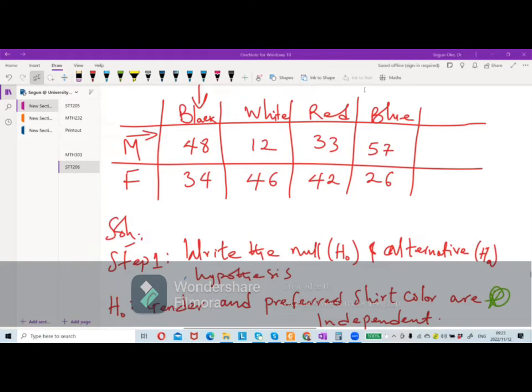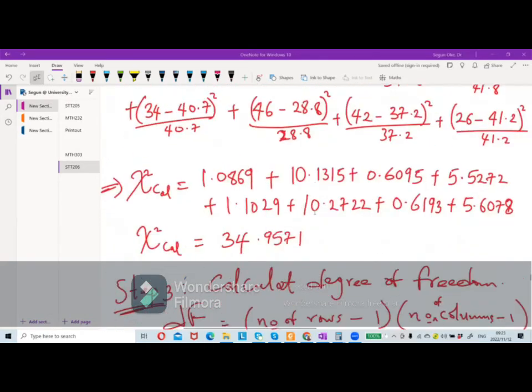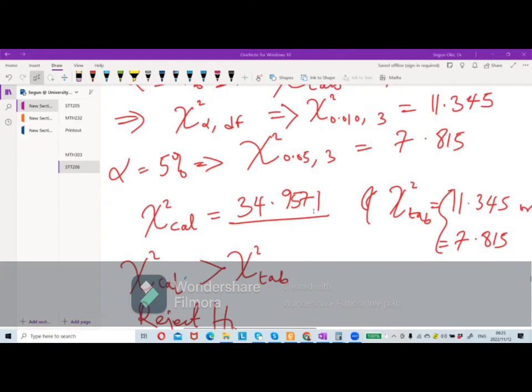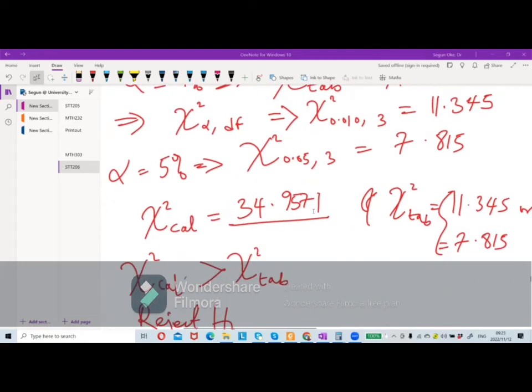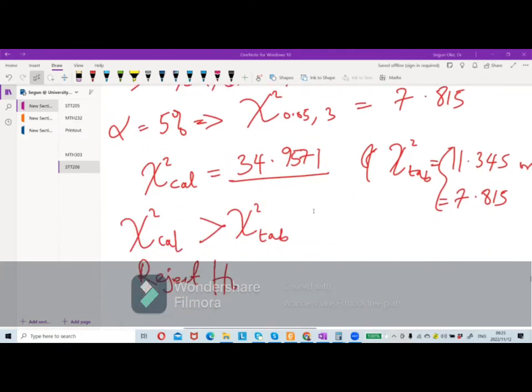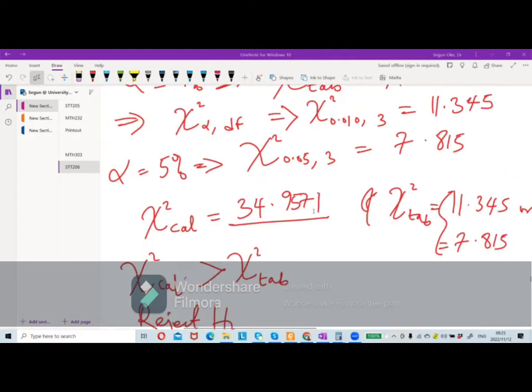Yes, Gift. So I'm saying now, since this 34.951 is the answer to step 1. Is the answer to what? It refers to step 1, that gender and color are independent. No. 34.971, they are the calculated one.